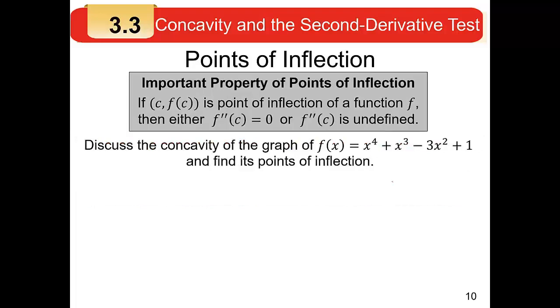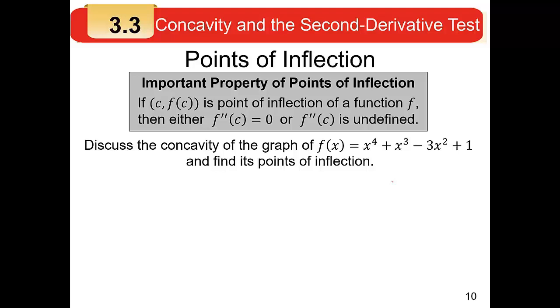Let's do another example. It says, discuss the concavity of the graph f of x equals x to the fourth plus x cubed minus 3x squared plus 1 and find its points of inflection. You should be really happy anytime you're given a polynomial, because some of the complexity goes away. The derivatives are straightforward. There are no places where the second derivative is undefined. It's strictly a matter of things being equal to 0.